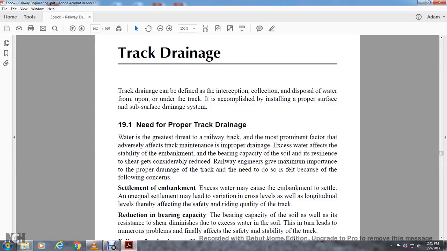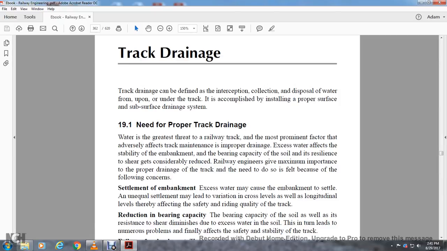The greatest threat to the railway is water, which adversely affects track maintenance and proper drainage. Excessive water affects the stability of the embankment, the bearing capacity of the soil, resiliency, and shear strength, which are considerably reduced. Railway engineers give maximum importance to the proper drainage of the track, which needs to cover the following concerns.